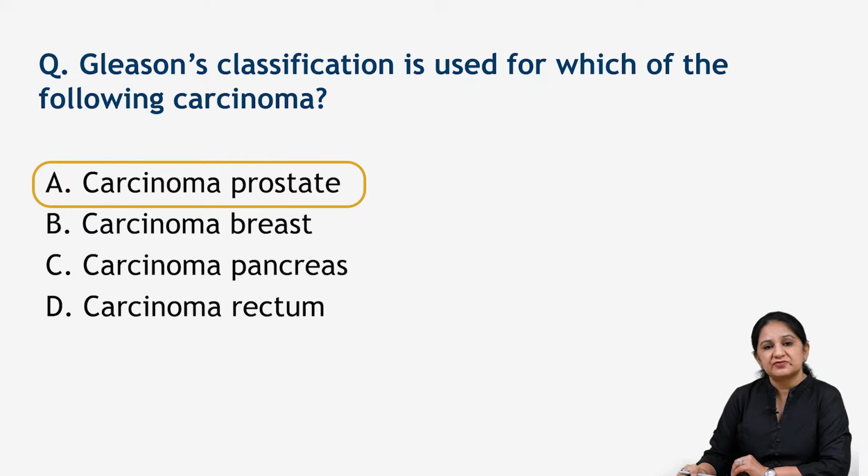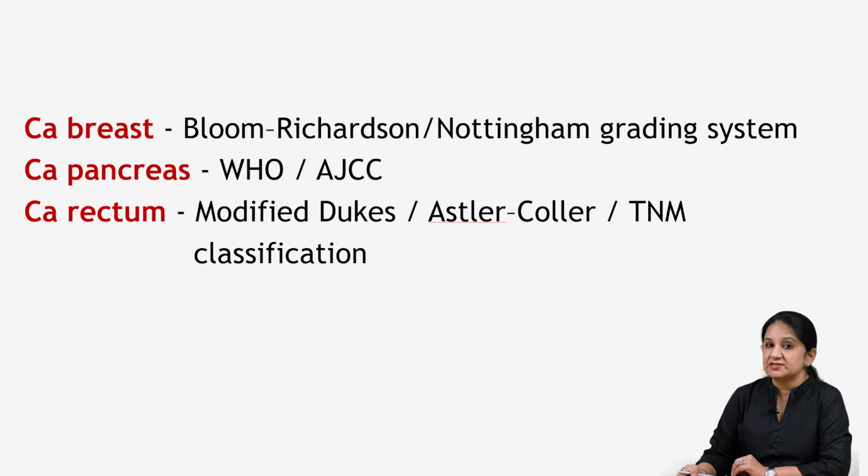Now, which classifications are used for breast, pancreas and rectum? Carcinoma breast, we use the Bloom-Richardson or Nottingham grading system. Pancreas, we all know it is WHO or AJCC. And CA rectum, we all know it is either modified Dukes, Astler-Coller or TNM classification, right? Let's move on to the next question.